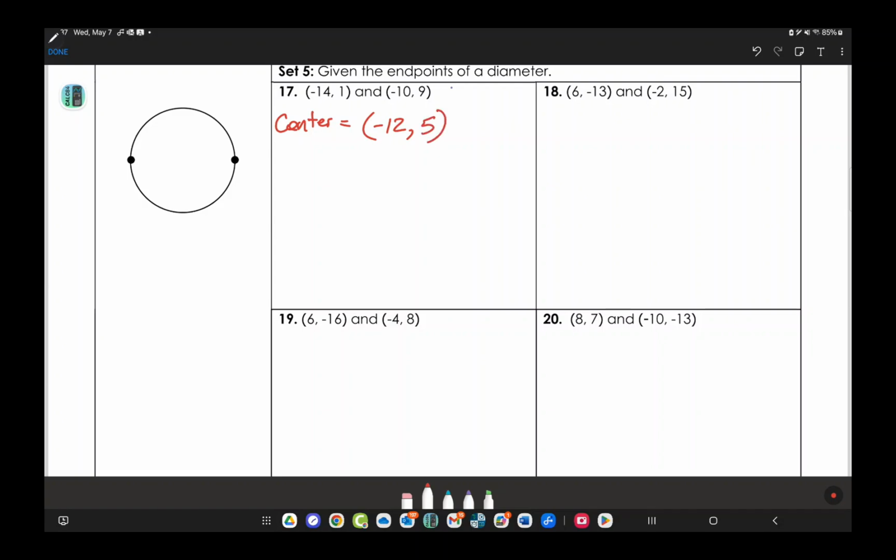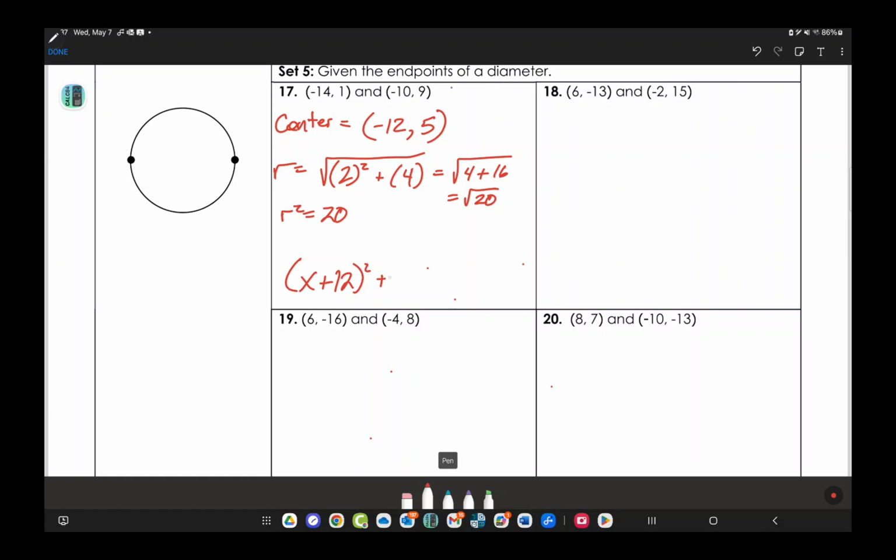So now we can use this point, and it doesn't matter which one we use because they should be the same distance away. All right. Distance between -12 and -14 or -10 is the distance of 2. And distance between 5 and 9 and 5 and 1 is the distance of 4. So that gives you 4 plus 16, which is 20. So that means r squared is equal to 20. So now we have our center, (x + 12) squared plus (y - 5) squared is equal to 20.